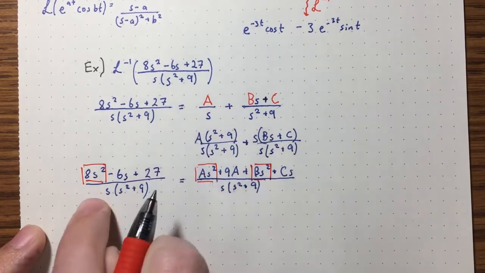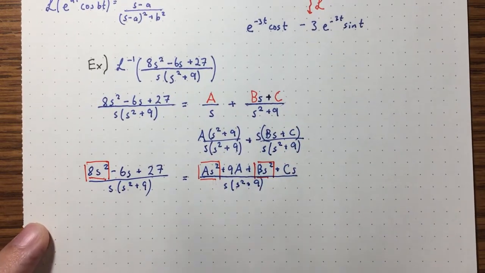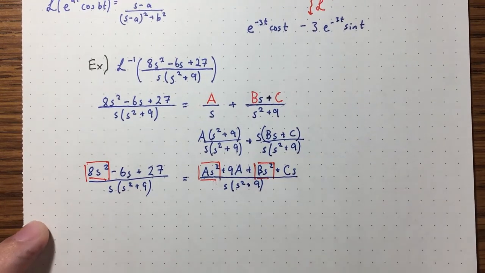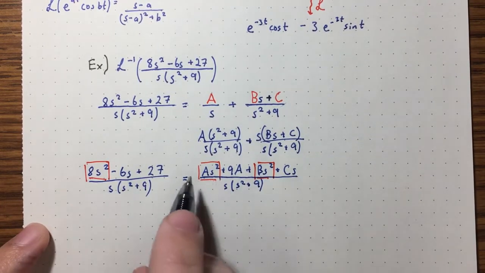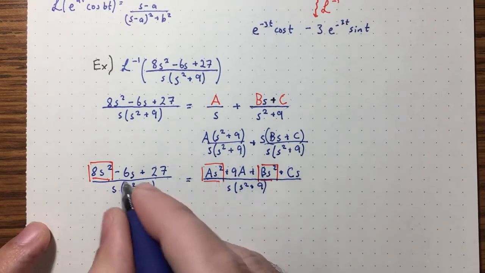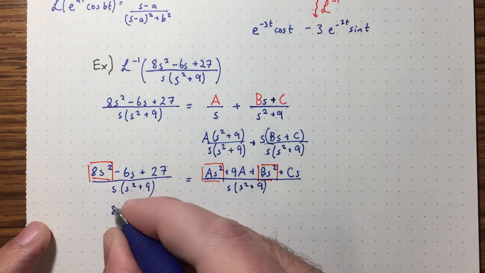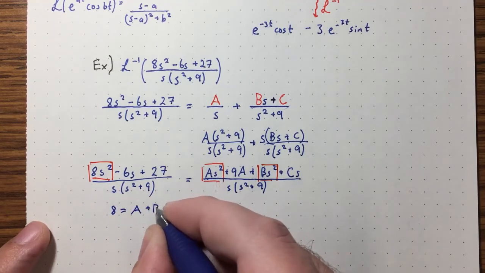The s squared terms have to be the same on both sides, right? There's no way one of these terms, like a cs, could have contributed to that 8s squared. They're unlike terms. So basically just setting these equal, as squared plus bs squared equals 8s squared. So 8 has to be a plus b. Okay.